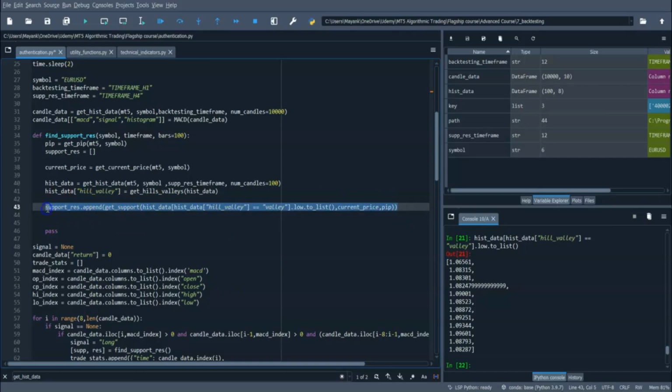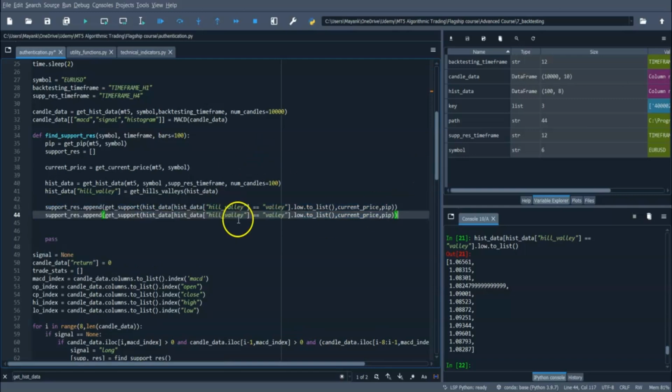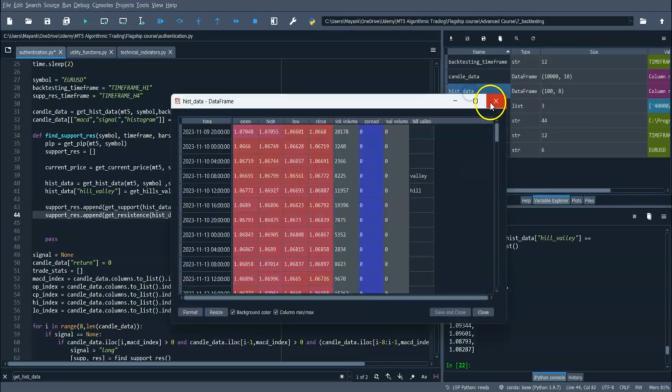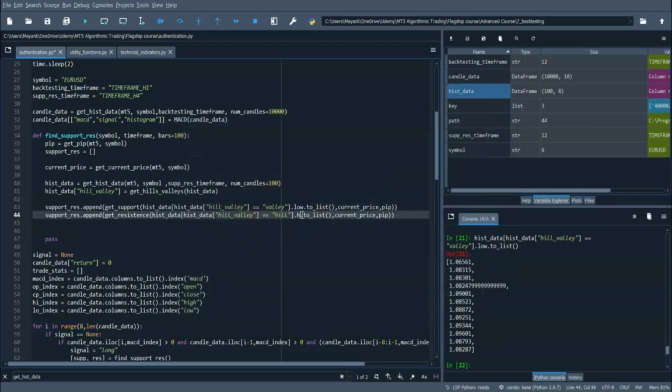Likewise, let me copy this and paste it for resistance as well. So get a resistance. I hope I'm spelling it correctly. It looks like I have. Hills valley is equal to, is it hill or hills? Let me quickly check it. It's hill. This would be high, right? High to list current price. So we'll get both the support and the resistance. And all that we'll have to do is return support and resistance.